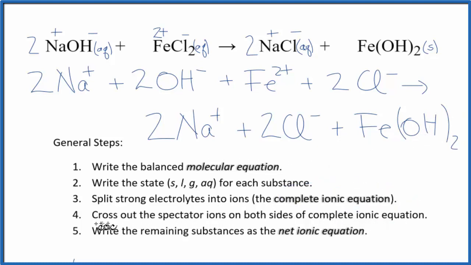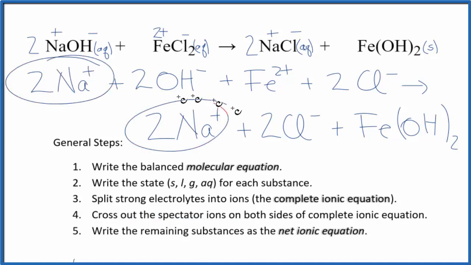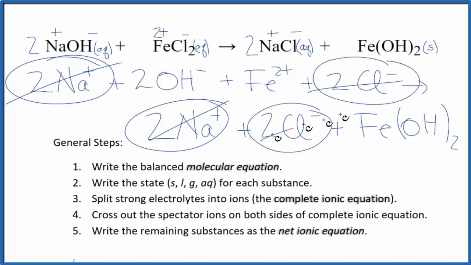We can cross out the spectator ions. They're on both sides of that complete ionic equation. They haven't changed, so we're not interested in them. I can see in the reactants I have 2 sodium ions here and in the products. Let's cross that out. 2 chloride ions, products, 2 chloride ions, cross it out. And what remains is the net ionic equation for NaOH plus FeCl2. I'll clean it up, write the states in, we'll have our net ionic equation.